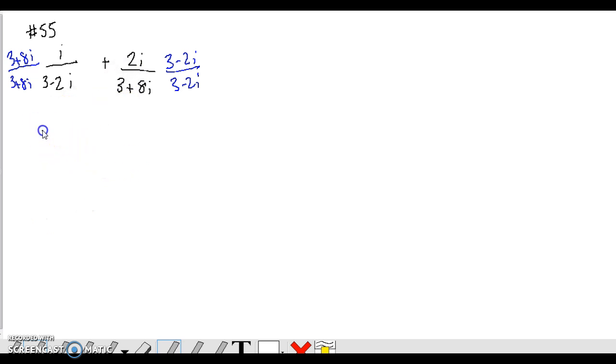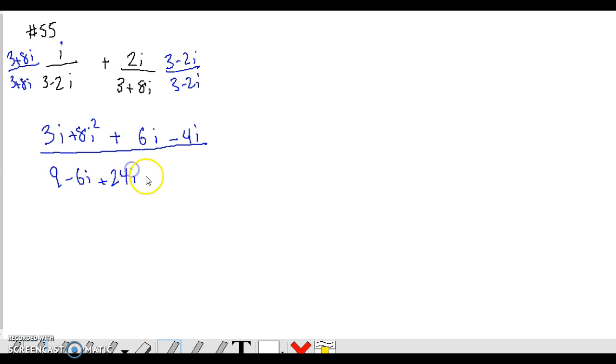So my first fraction will be a 3, and I believe that's an i up here. So let me just double check real fast. Yes, that is an i. So this will become 3i plus 8i squared, and then over here this will be a 6i, and then minus 4i squared. All of this will be over the same denominator. So let's multiply that out. So this will be a 9 minus 6i plus 24i minus 16i squared, right?